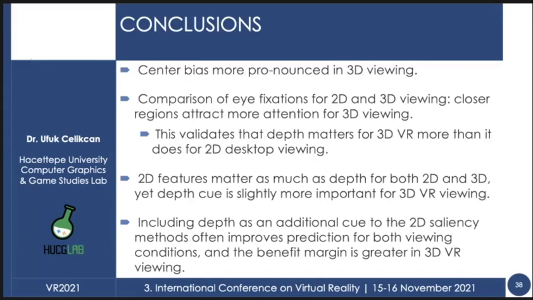The results show us that center bias is more pronounced in 3D viewing. And comparison of eye fixations for 2D and 3D viewing indicate that closer regions attract more attention for 3D viewing. This validates that depth matters for 3D VR more than it does for 2D desktop viewing. 2D features matter as much as depth for both 2D and 3D, yet depth cue is slightly more important for 3D VR viewing.